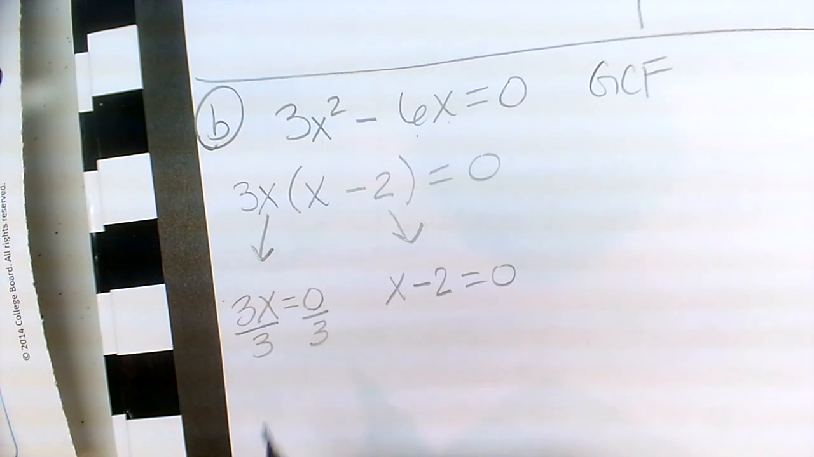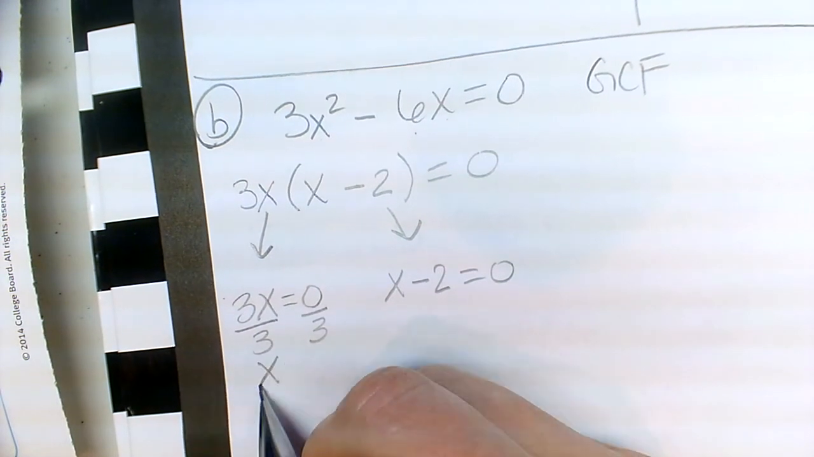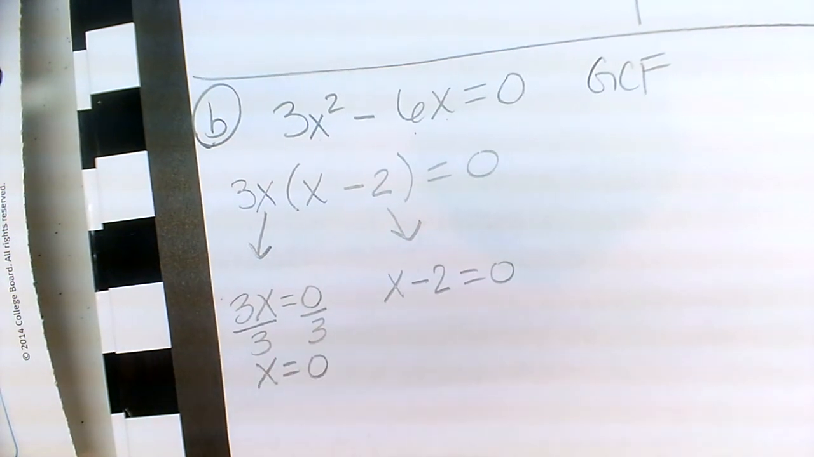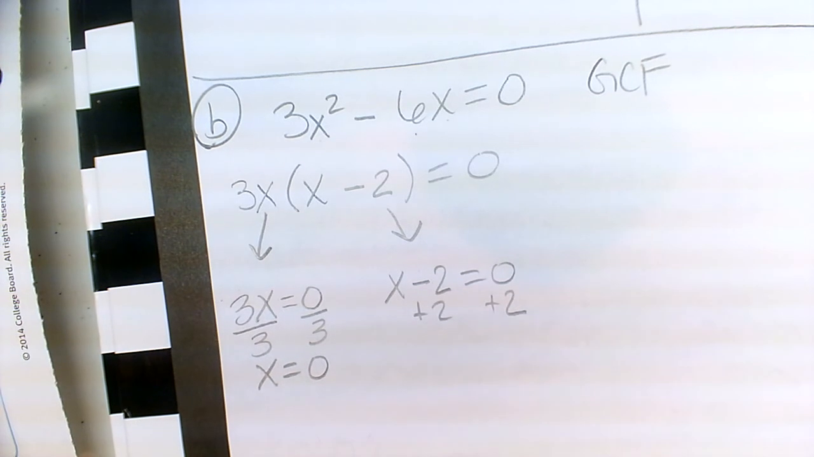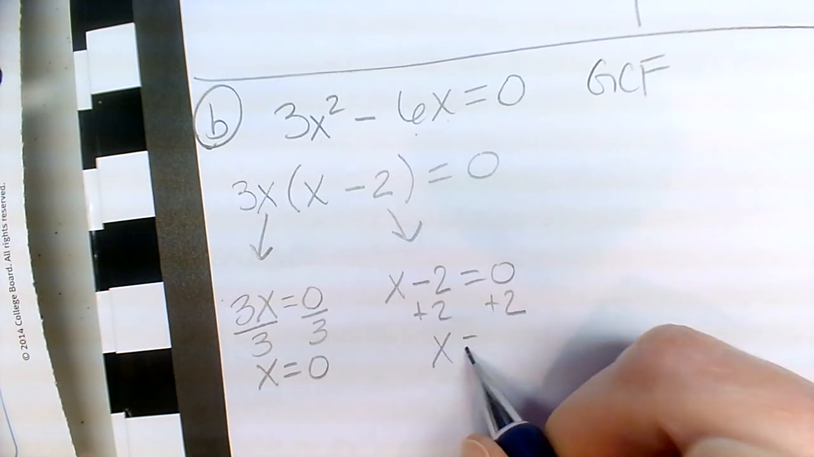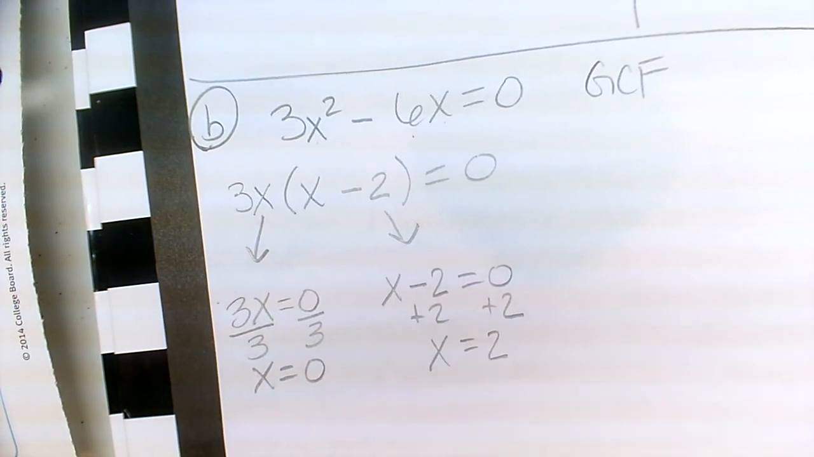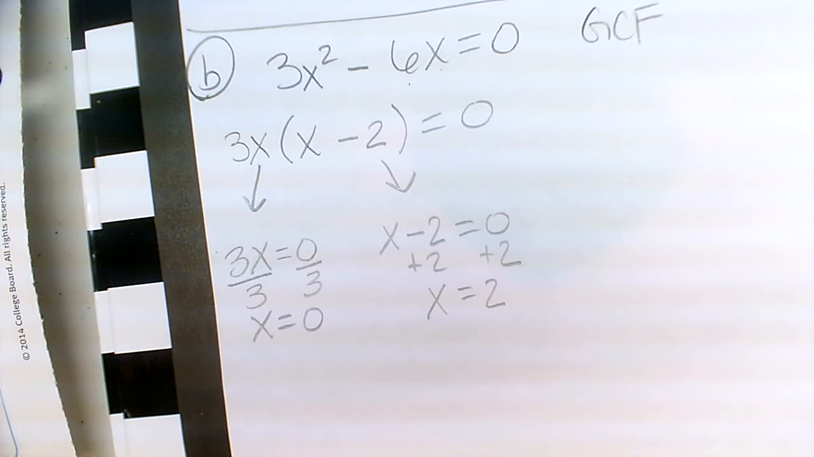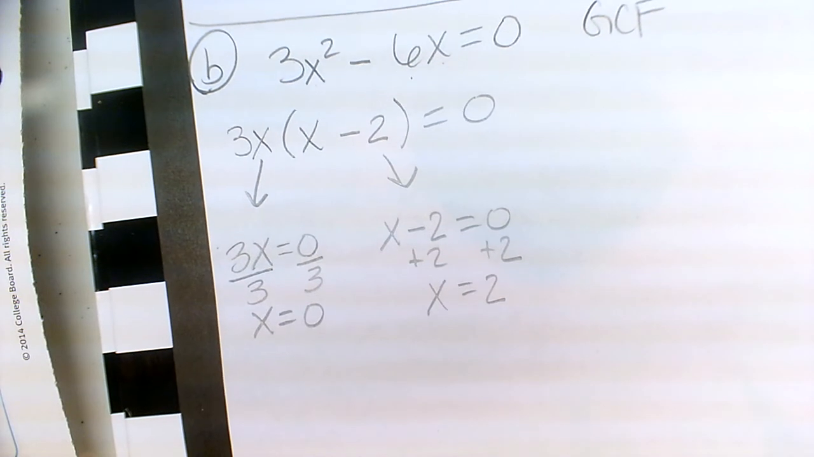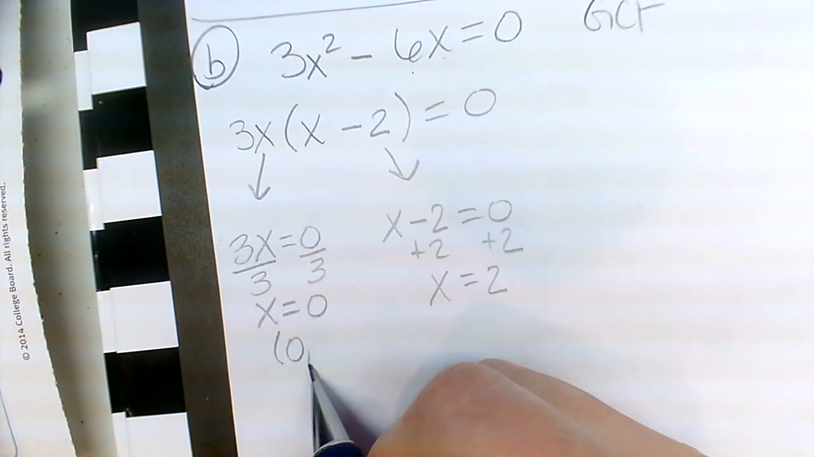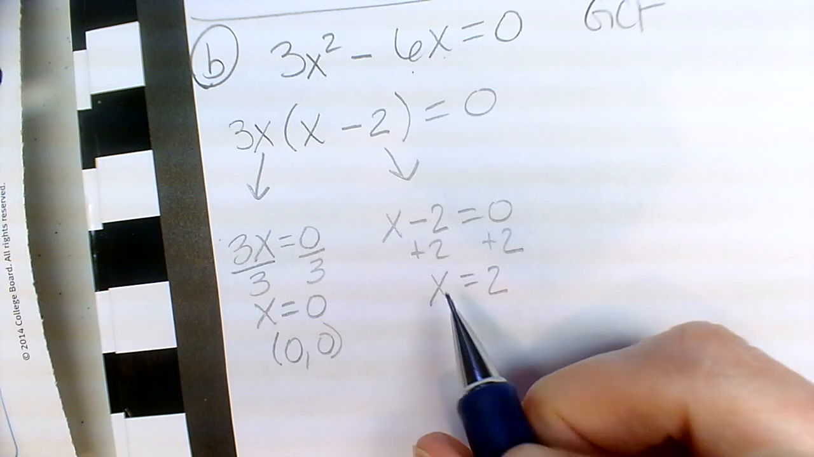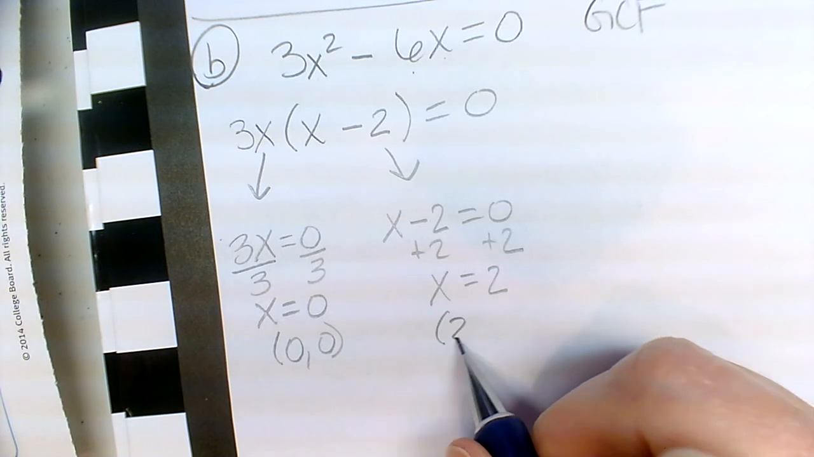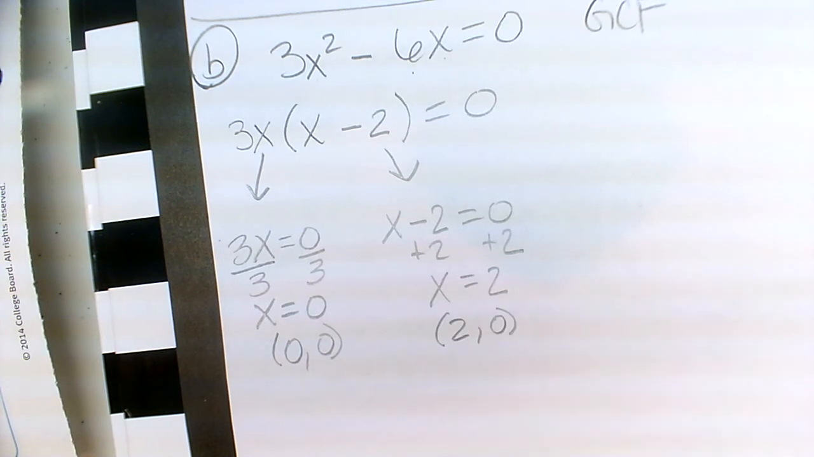On the first one, we're going to divide by 3 on both sides, and we get x is equal to 0. On this one, I'm going to add 2 to both sides, and I get x is equal to 2. Okay, there we go. There's my two x-intercepts. If I wrote them as ordered pairs, I would have (0, 0), and then right here, if I wrote this one as an ordered pair, it would be (2, 0).